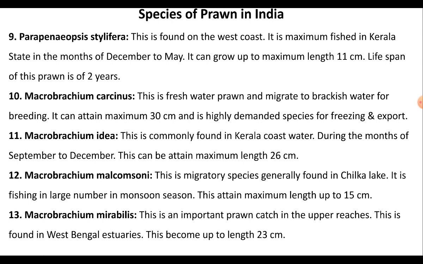Macrobrachium malcolmsonii. This is a migratory species generally found in Chilka Lake and attains the maximum length of 15 centimeters. The next one is Macrobrachium mirabilis. This is an important prawn found in the West Bengal estuaries and it attains the maximum length of 23 centimeters.